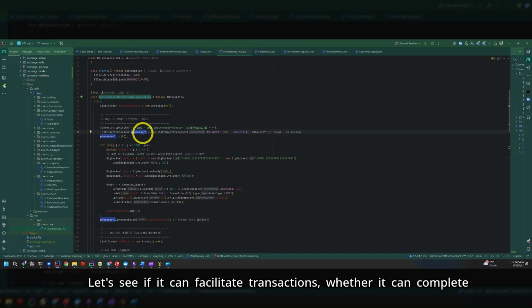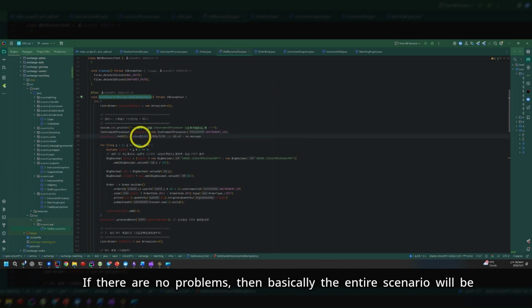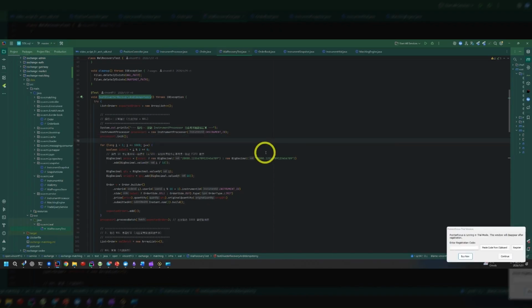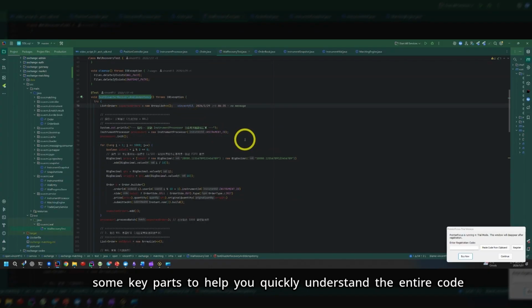Let's see if it can facilitate transactions, whether it can complete transactions correctly. If there are no problems, then basically the entire scenario will be correct and covered. I won't explain every line of the test. I'll provide explanations for some key parts to help you quickly understand the entire code.